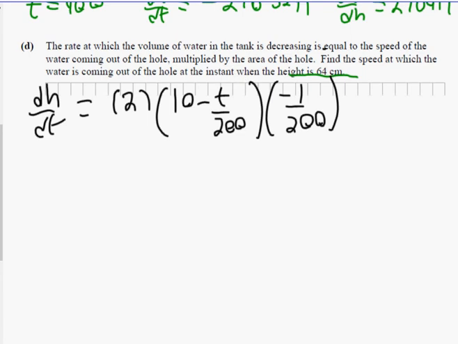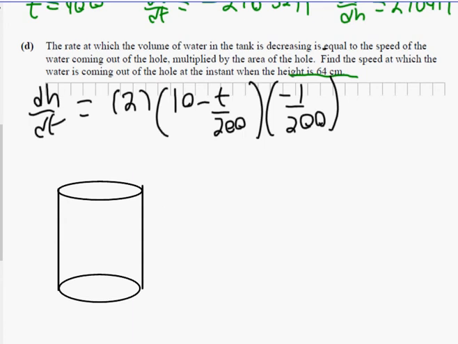Now, what we're looking at here is the rate at which the volume of the water in the tank decreases is equal to the speed of the water coming out of the hole multiplied by the area of the hole. So let me explain what happens. When you have a cylinder and your cylinder loses a bit of volume, okay, so you have your cylinder here, and then when you lose a bit of volume, at the side of it, it's going to have a small gap. I'm going to make it a larger gap just for the sake of it, okay? Now, what happens is, it's the rate.